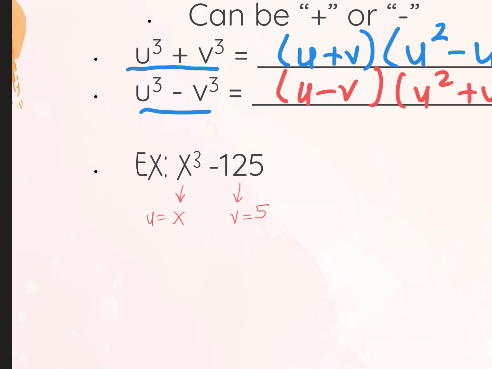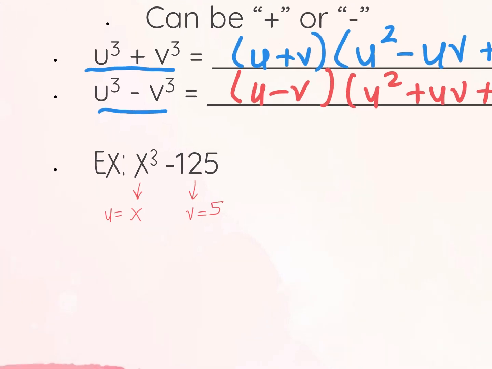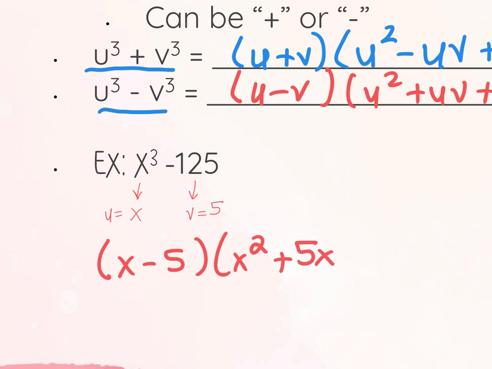I'm going to look at the pattern. Is this a U minus or a U plus? So what does my first parenthesis say? X minus 5. Perfect. Then what does the next part say? X squared. X squared plus 5x plus what? That's it. You just have to know the pattern.